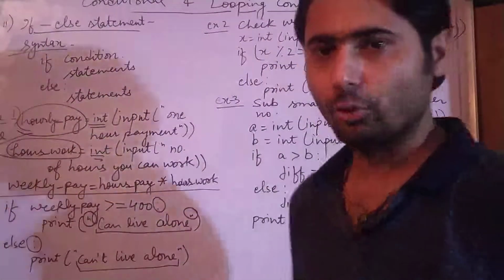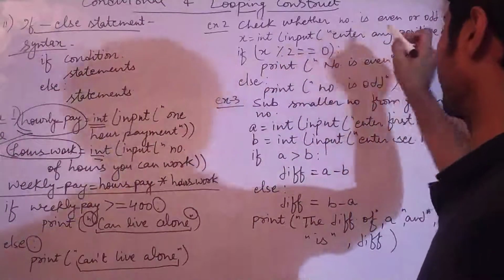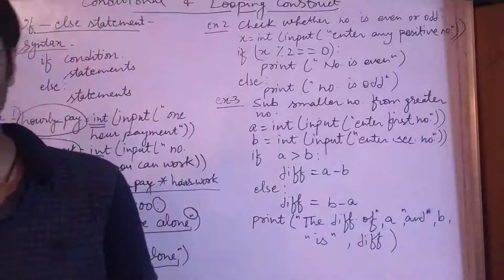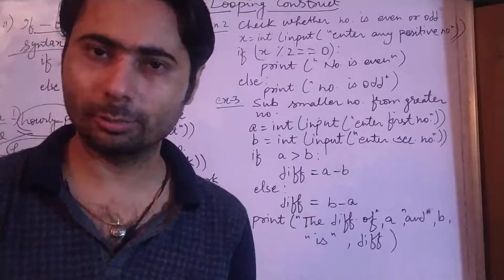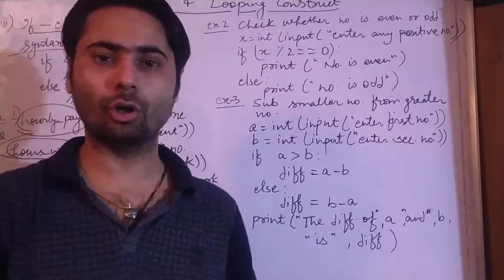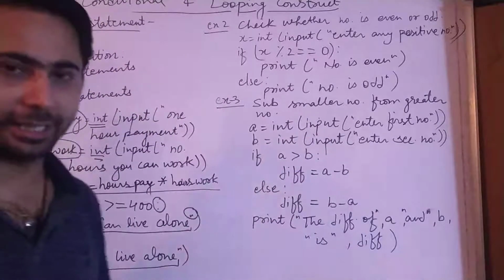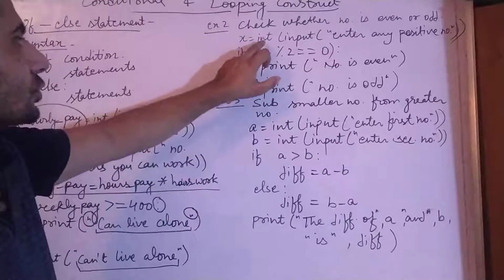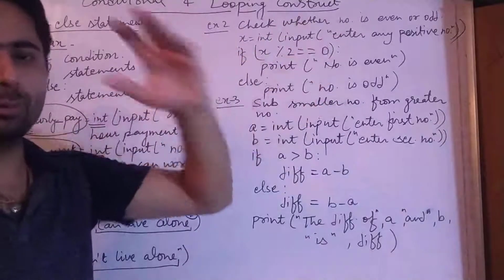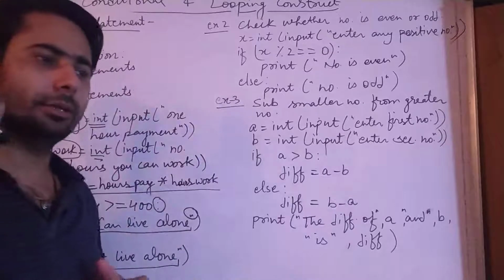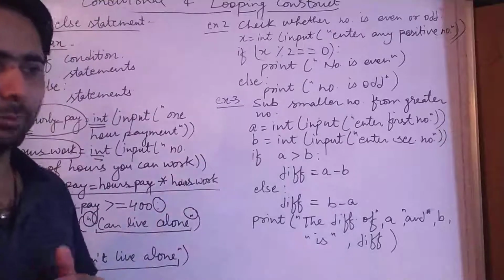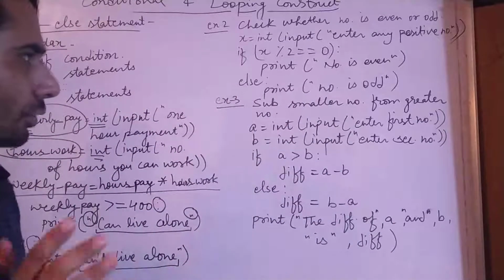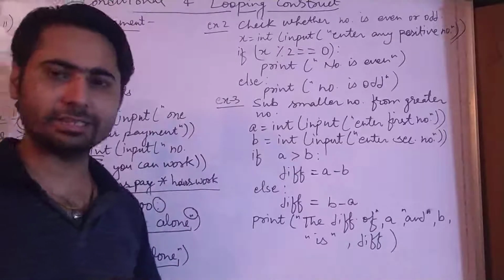Next, there is also a program based on this condition: check whether a number is even or odd. Now we have another program where we need to check whether the number inputted by the user is even or odd. How can we check it? Firstly, we write the statement x equals integer input, enter any positive number. Firstly, we prompt the user to provide a number so that we can check it.